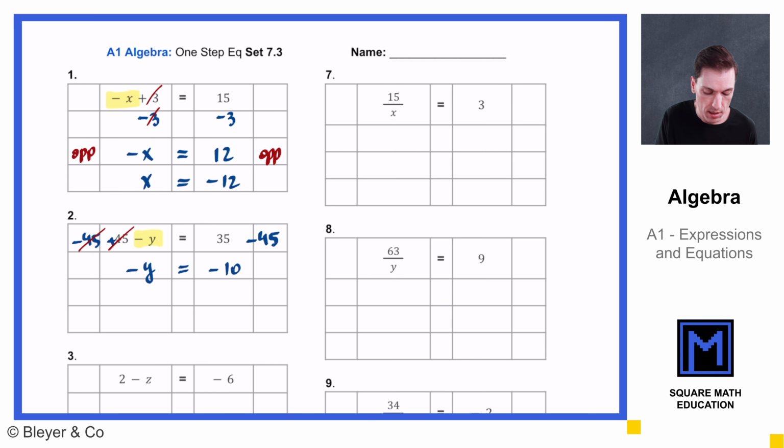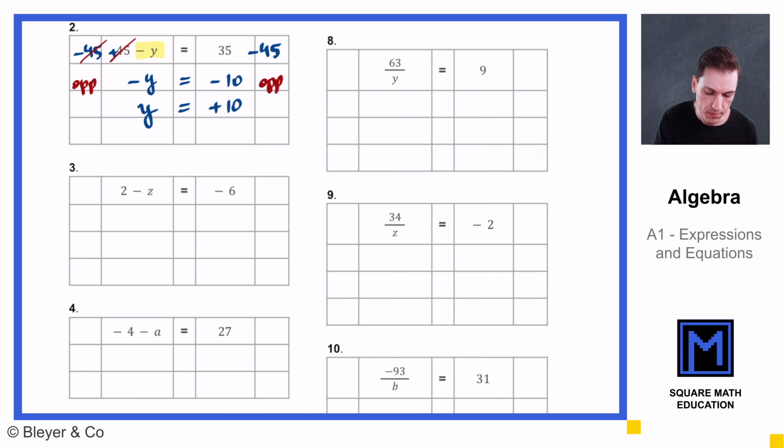Then we just need to apply the definition of opposite in both sides. So the opposite of a negative variable is the positive variable, and the opposite of negative 10 will be positive 10. Basically, we're just changing all the signs in my equation. Whatever is positive becomes negative, whatever is negative becomes positive. Always the opposite. Let's continue.